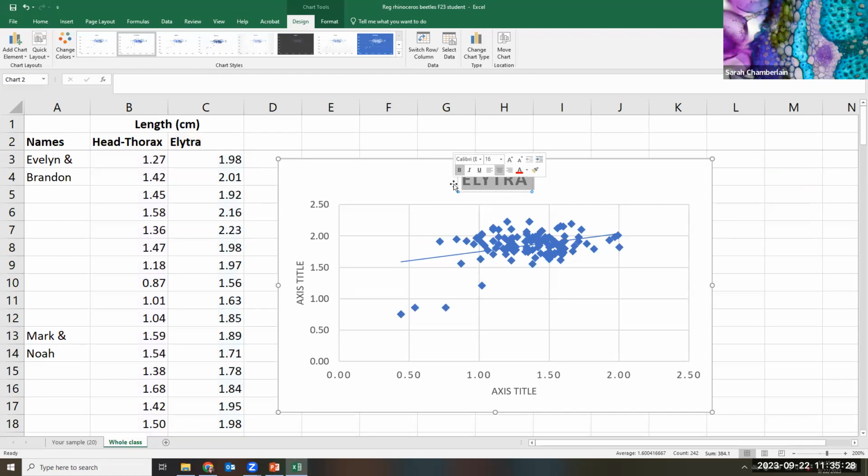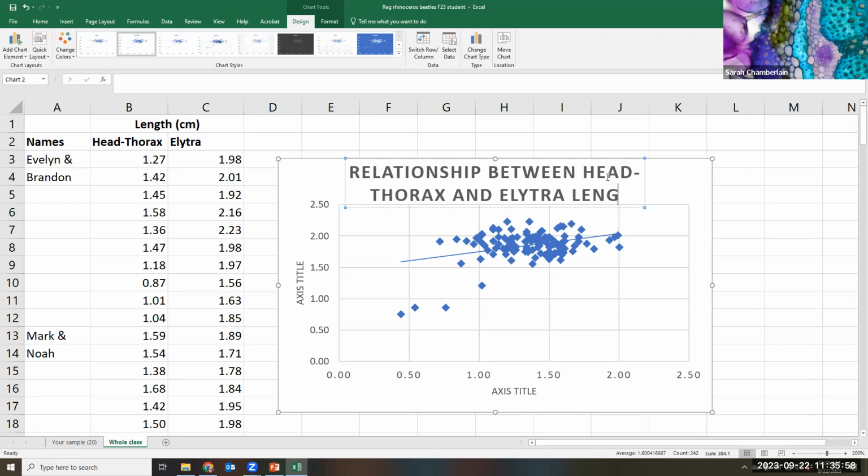Okay. So what are we calling this? Hey, it'd be good if I could spell. Let's try that again. Relation of hip between head, thorax, and elytra length in rhinoceros beetles. Well, that's ridiculously huge.